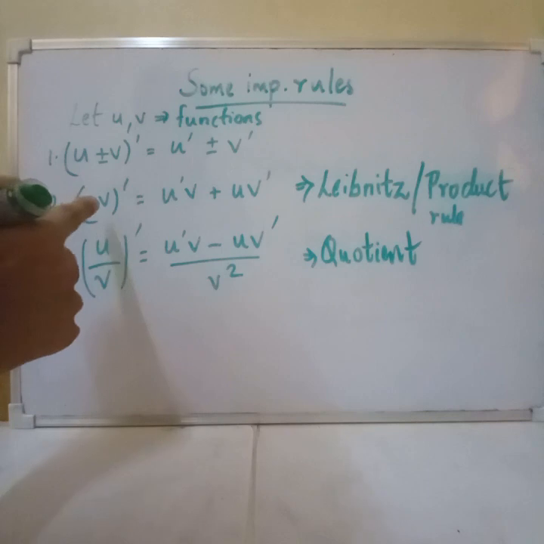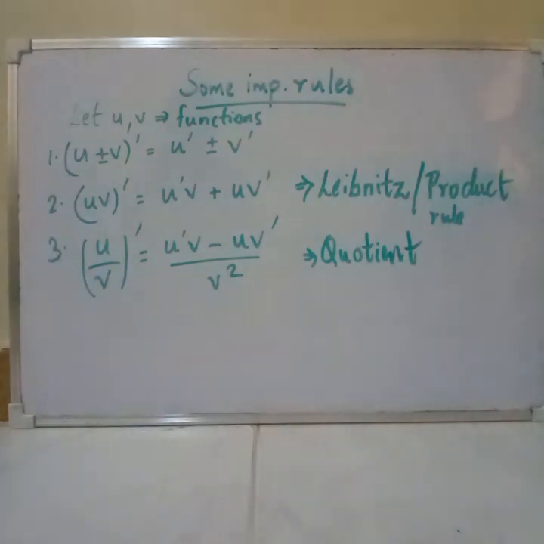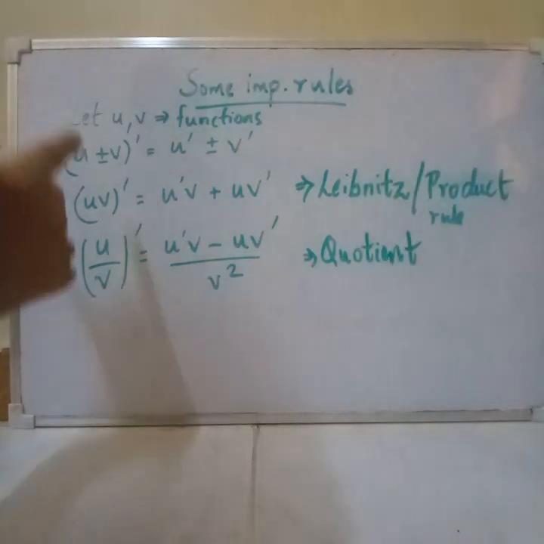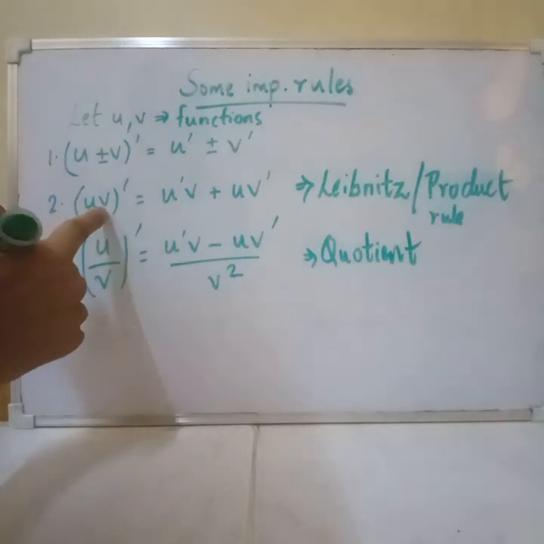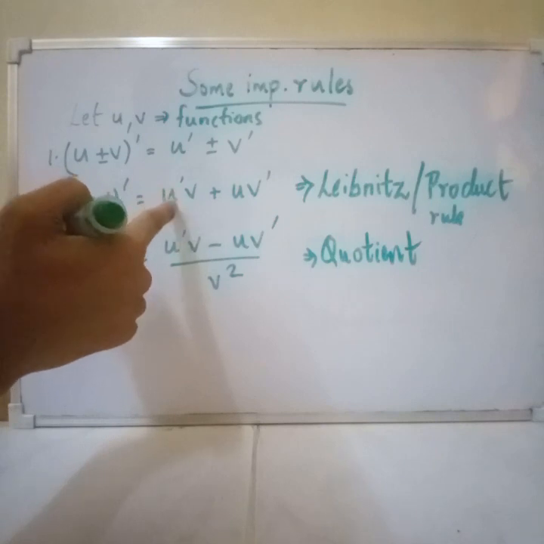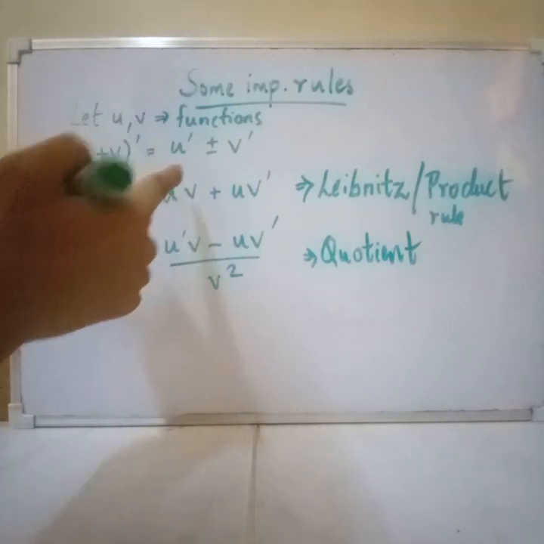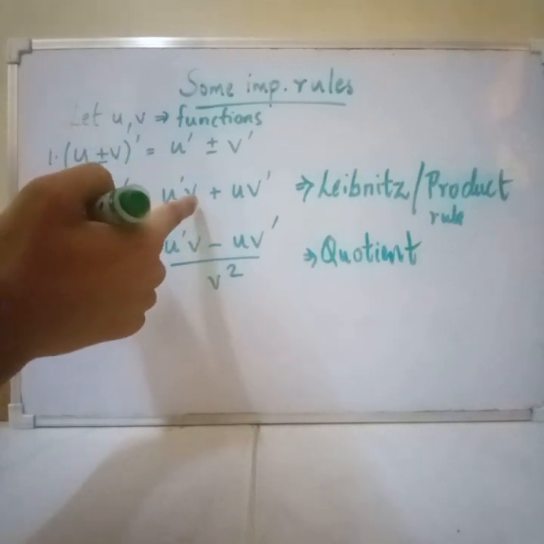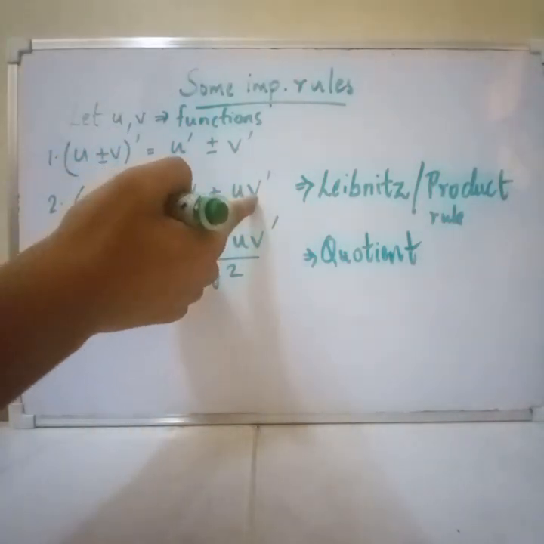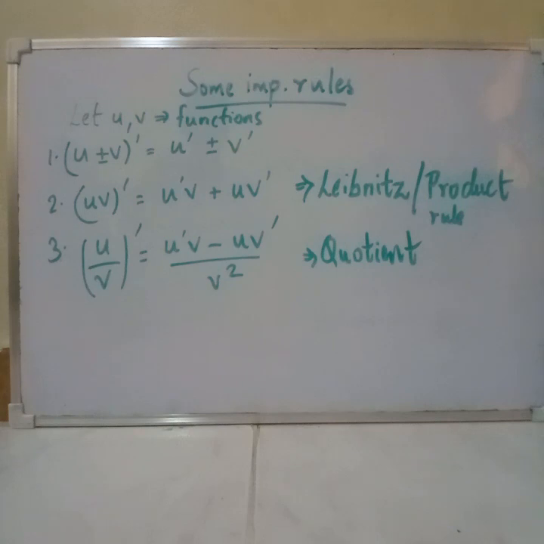And if we are having a product rule, like when we are having a product of two functions, you cannot do the direct distribution. We have a special rule called Leibniz rule or product rule. So when we are taking the differentiation of uv the whole dash, what we have to do is take the differentiation of the first function multiplied with the second one, plus the first one multiplied with the differentiation of the second function.